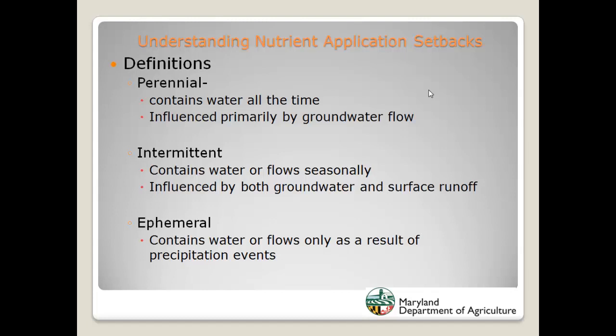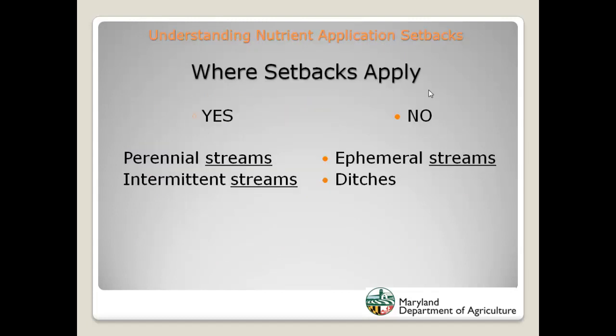So to be clear, when I say a perennial stream, I'm talking about a water course that contains water all the time, and generally it's influenced primarily by groundwater flow. When I refer to an intermittent water course, whether that be a stream or a ditch, that flow or water is more seasonal in nature, and it can be influenced either by groundwater as groundwater levels rise seasonally or based on surface runoff. And then finally, an ephemeral stream or water course is one that contains water or flows only as a result of precipitation. So I think those are probably the easiest to understand and define.